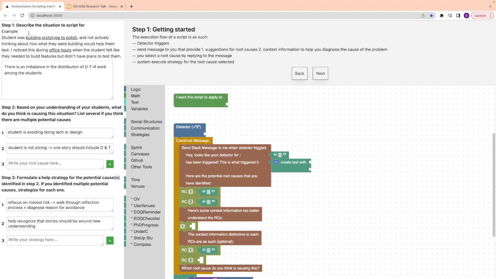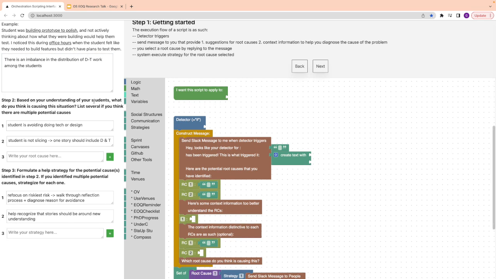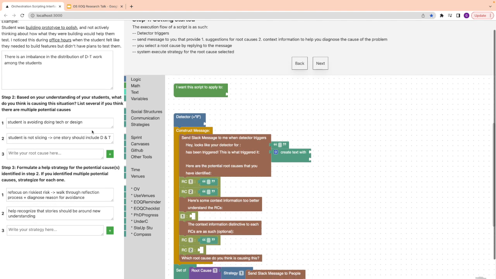So the scaffolding guide first asks the mentor to describe the situation that they want to script for. Right here, we're using the example of an imbalance in the distribution of design and tech work among students. The scaffolding guide then asks the mentor to list possible root causes that they think might be causing this situation based on their understanding of their students.